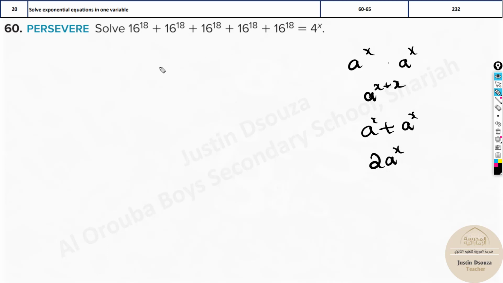Now here we have 5 times 16 power 18. This is the concept over here. That is equal to 4 to the power x. Now, how would you solve this? Here, you can simplify this and take the root and stuff. But there is a log method. This is a very easy problem if you take the natural logarithm. Because these sort of problems are so easy to solve with logs. I will just see what method is used over here.